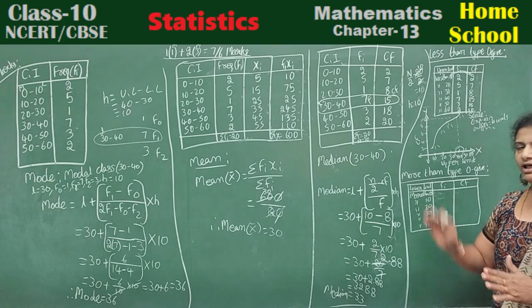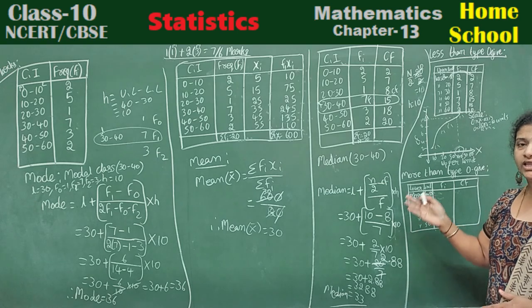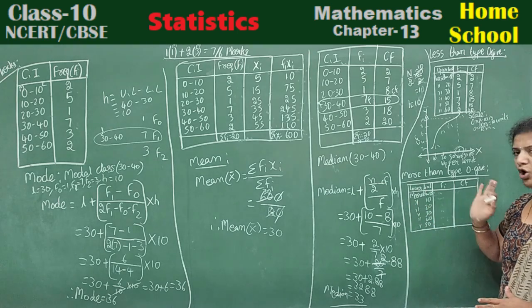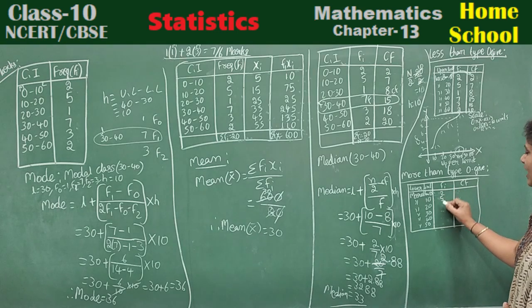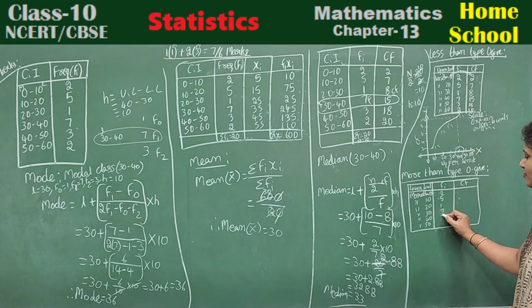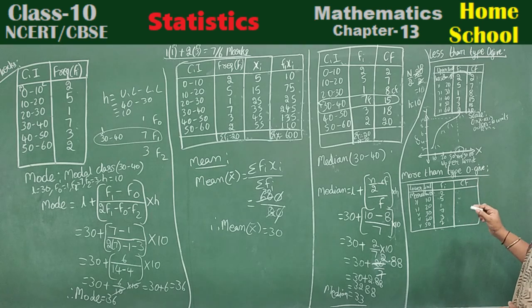Observe carefully. In less than type ogive, we use the upper limit. In more than type ogive, we use the lower limit. Fi as it is, you can write 2, 5, 1, 7, 3, 2. Okay, cumulative frequency.